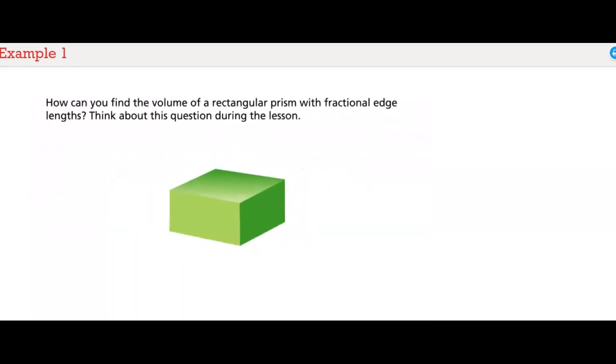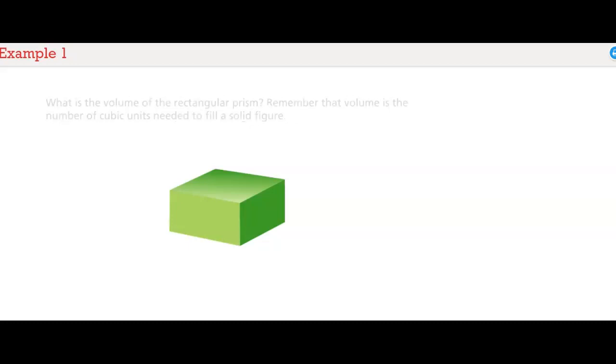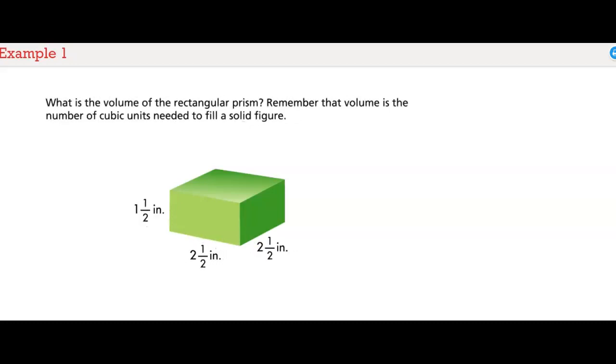How can you find the volume of a rectangular prism with fractional edge lengths? Think about this question during the lesson. What is the volume of the rectangular prism? Remember that the volume is the number of cubic units needed to fill a solid figure.